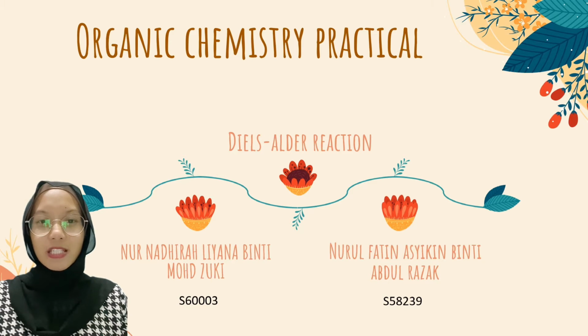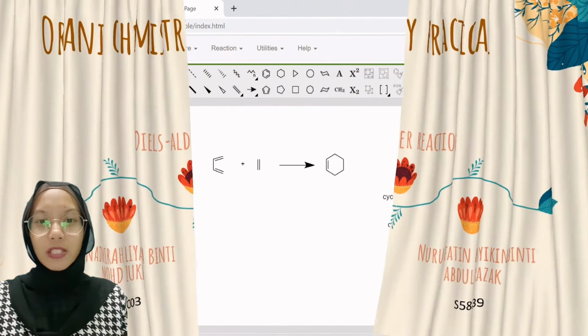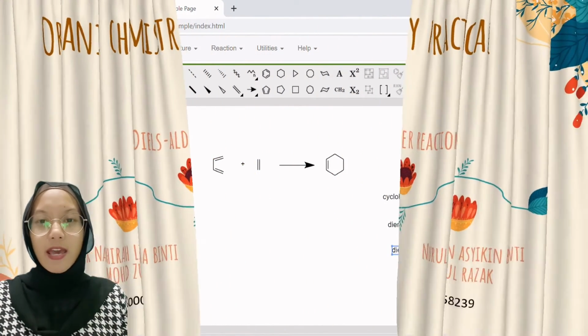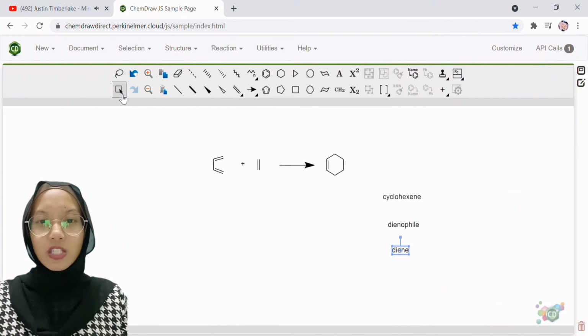Diels-Alder reaction is stereospecific. The end result is determined by the direction of the butadiene bond rotation, in addition to the relative orientations of the butadiene and dienophile at the transition state. This is an example of the Diels-Alder reaction between 1,3-butadiene and ethene that produces a cyclohexene.